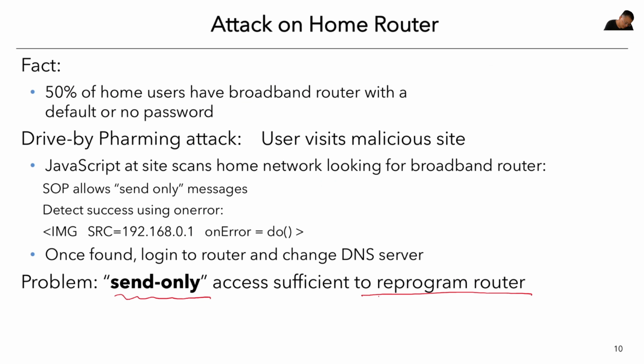This is actually very true. About 50% of home users have broadband routers with a default or no password. This will make the router very vulnerable. So here is the attack we are talking about. When the user visits a malicious site, the JavaScript at the site can scan the home network looking for broadband routers. The SOP is the same origin policy.